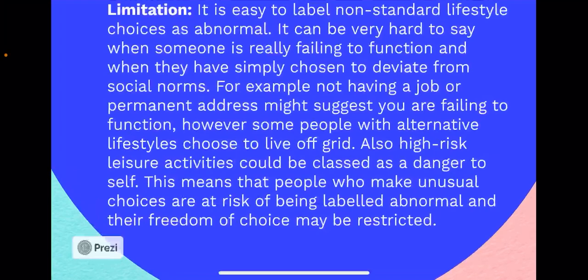A limitation: it's easy to label non-standard lifestyle choices as abnormal. It can be hard to say when someone is really failing to function and when they have simply chosen to deviate from social norms.